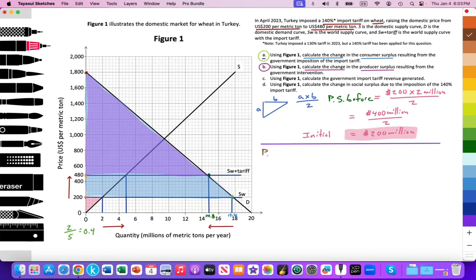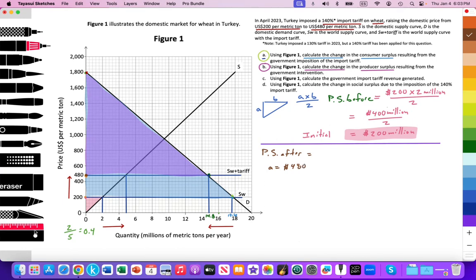What is producer surplus after the imposition of the tariff? Okay, what's that going to be equal to? So the price has gone up to 480, so we have a higher height. The height, area A, in this case, will be equal to 480.